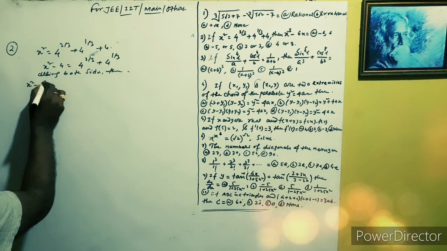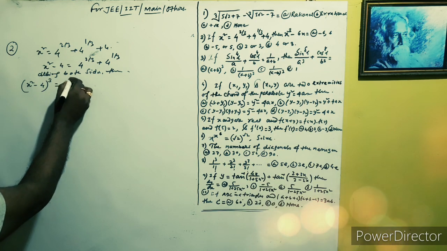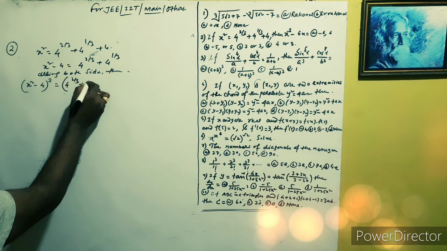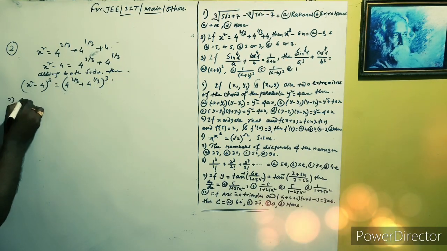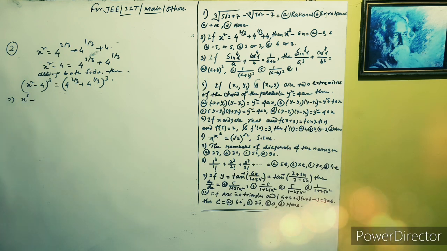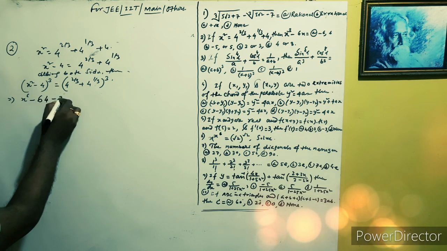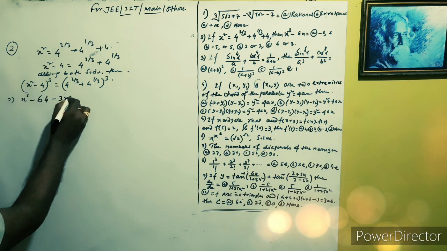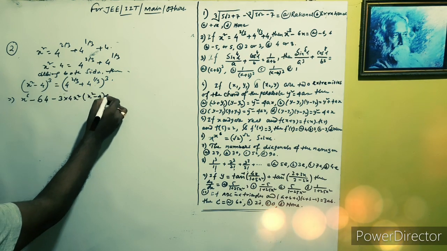x square minus 4 whole cube equals the cube of 4 to the power 2/3 plus 4 to the power 1/3. So x to the power 6 minus ... equals 4 to the power 6, 4 times 4 is 16, 4 times 4 is 64, minus 3ab within the bracket, x square minus 4.